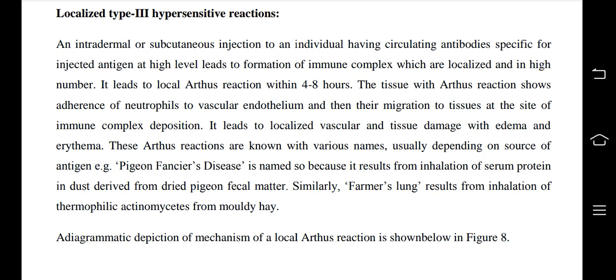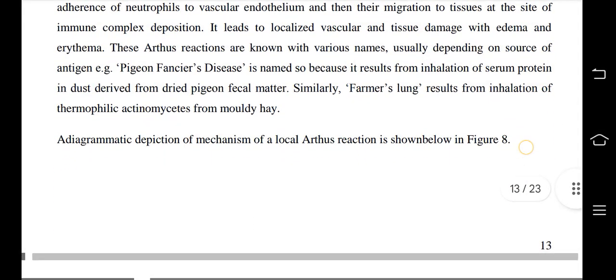These Arthus reactions are known by various names, usually depending on the source of antigen, like pigeon fancier's disease. It is named so because it results from inhalation of serum protein and dust derived from dried pigeon fecal matter. Similarly, farmer's lung results from inhalation of thermophilic actinomycetes from moldy hay. And then a diagrammatic depiction of the mechanism of a local Arthus reaction is shown below.